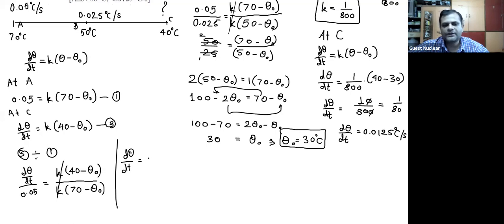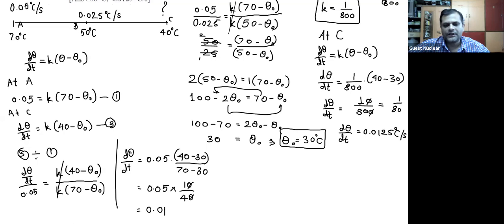Or just take this 0.05 to that side, so that we get 0.05 into a bracket. What will come here? See, 40 minus theta naught. But theta naught is already obtained here to be 30 degrees Celsius, right? If we replace it by that, we get 40 minus 30, divided by 70 minus 30. So this d theta by dt is actually equal to 0.05 into 10 upon 40. Okay, so the 0 gets cancelled, and we have to divide 0.05 by 4 here.